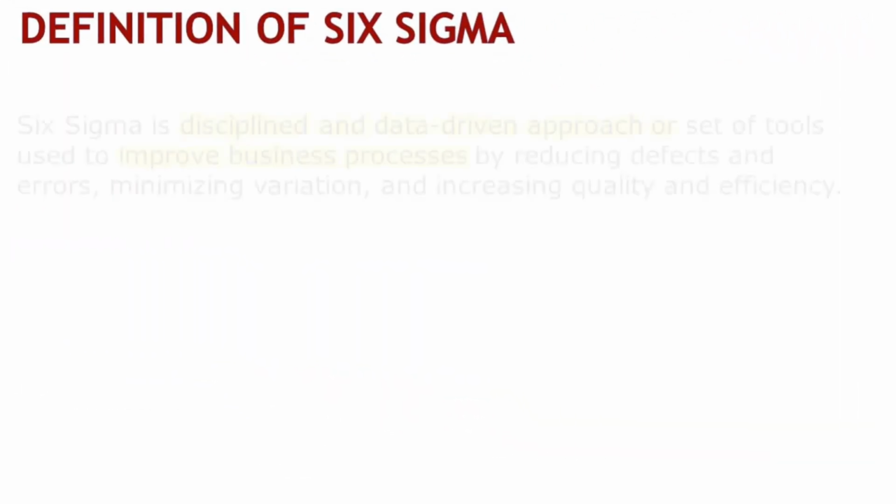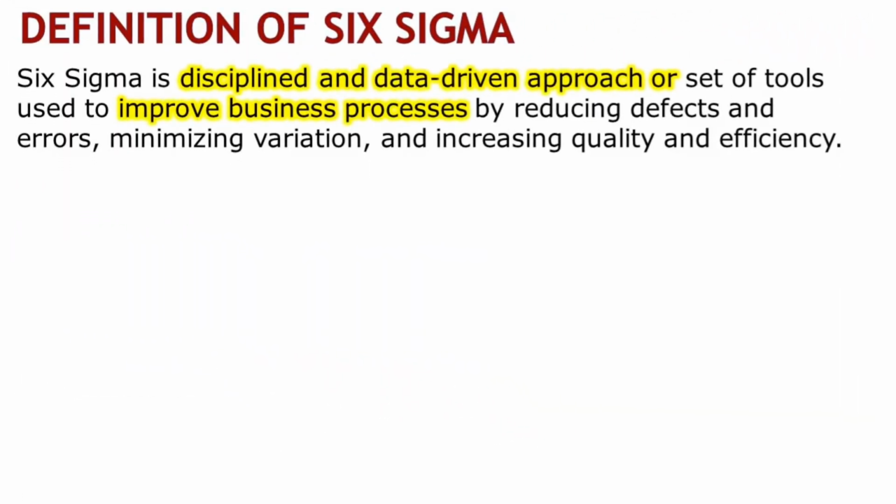Six Sigma is a discipline and data-driven approach, like a structured method or toolkit that businesses use to make their processes work better. It's all about improving things by reducing mistakes, minimizing variation, and making work more efficient.